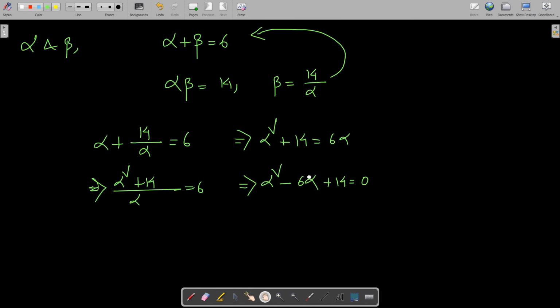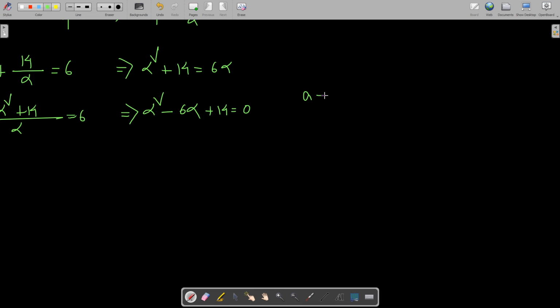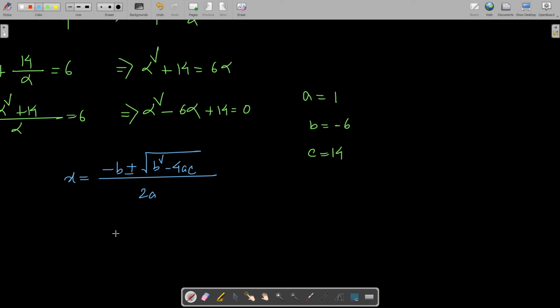So we got our quadratic equation. Now we can easily solve it. What's a here? A is 1, b is minus 6, and c is 14. Let's use the formula. So x is equal to what? Always write the formula, then replace the values. Minus b plus or minus under root b square minus 4ac divided by 2a. So minus b is already minus 6, so it will be plus 6 under root b square. So minus 6 square is 36 minus 4 into a is 1, c is 14, divided by 2 into 1.